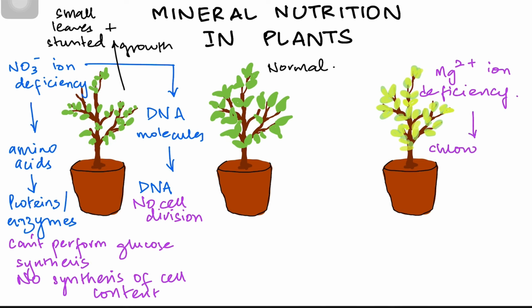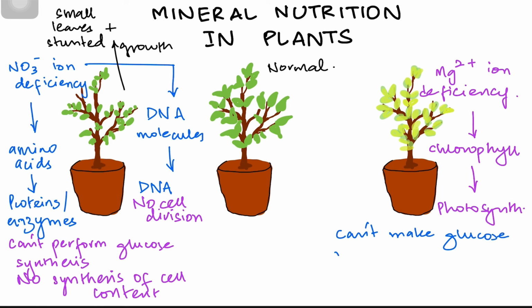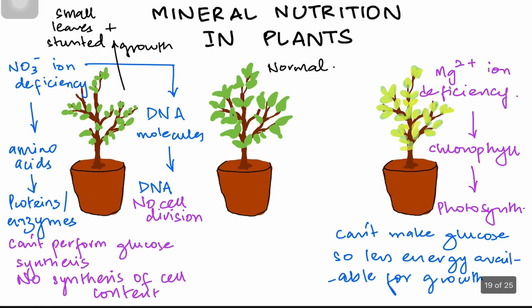If we talk about magnesium ions, they are part of the chlorophyll molecule. So you can imagine if magnesium is missing, you're not going to have enough chlorophyll. You're not going to be able to perform photosynthesis. And since you can't perform photosynthesis, you're not going to be able to make enough glucose. So less energy is going to be available for the plant. Since less energy is available, the plant is not going to be able to show proper growth. So ultimately, you're not seeing growth at the end of the day.